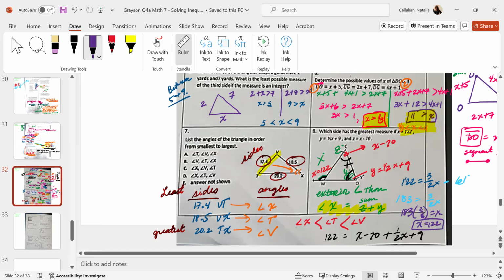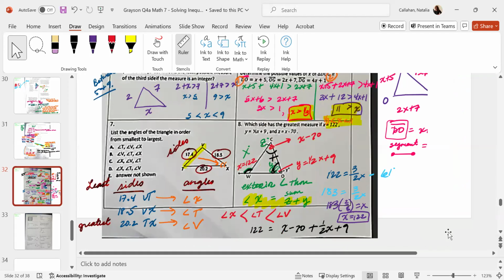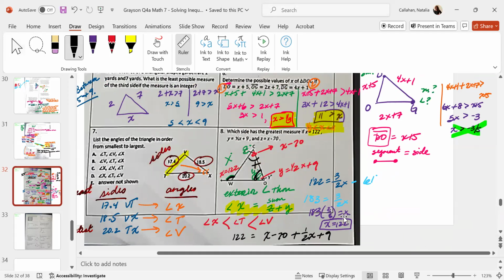Let me know when you find x. You see 122 equals 3 over 2 x minus 61. When you add the 61s, 183 equals 3 over 2x. How do you get rid of the fraction? You flip it, right? So 183 times 2 divided by 3. You just have to do one more thing. 183, correct? Times 2 is 366, correct? Divided by 3 is 122, yes? Okay, x is 122.